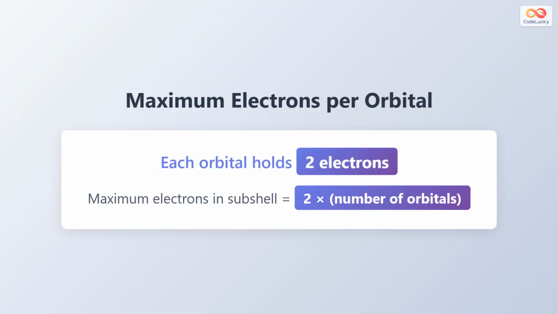Each orbital can hold a maximum of 2 electrons. This is an important limitation. To find the maximum number of electrons that a subshell can hold, we multiply 2 by the number of orbitals in that subshell. For example, the p subshell has 3 orbitals, so it can hold up to 6 electrons in total. The d subshell has 5 orbitals, so it can hold up to 10 electrons.